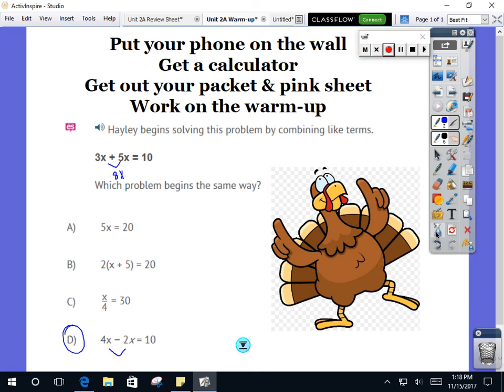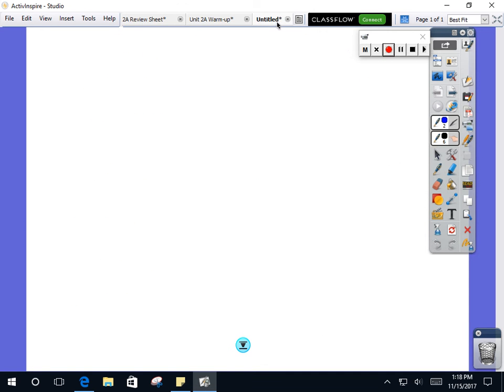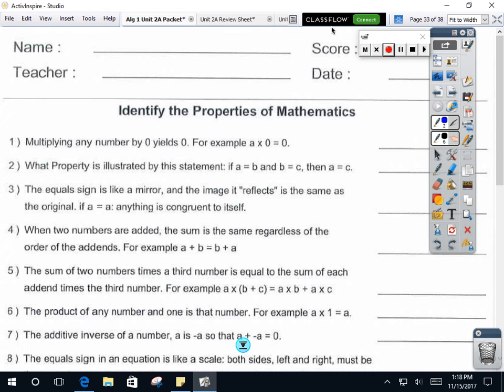Okay, now for the first half of class, we are going to work on page 32. Okay, so turn to page 32. It looks like this.